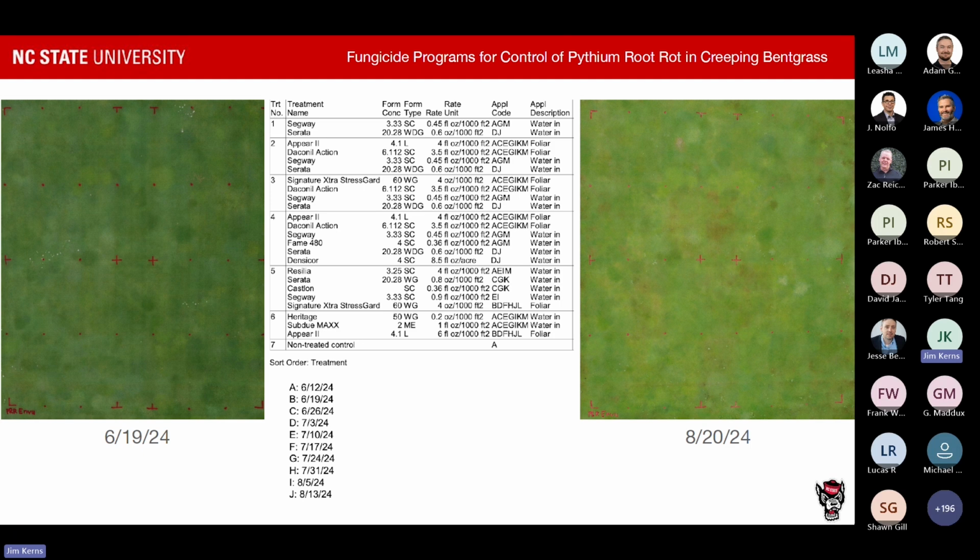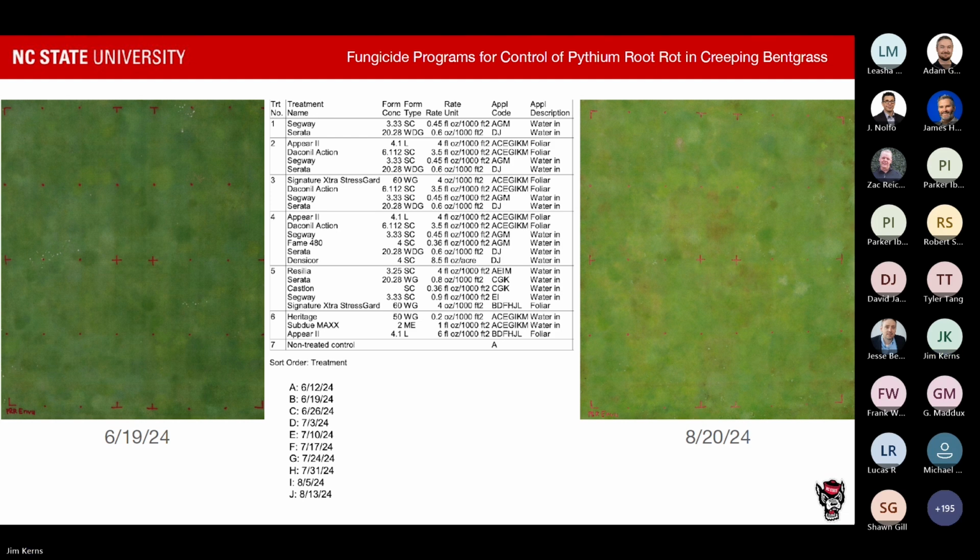Okay. Once again, another great program to see Serrata Segway doing very, very well. Programs put together of Signature and Daconil, very, very good, or even a more robust program of Resillia, Serrata, and they were looking, I know Envu was looking at one time at Castellan, but this is Fame, right? I mean, that's a really strong program there, folks.